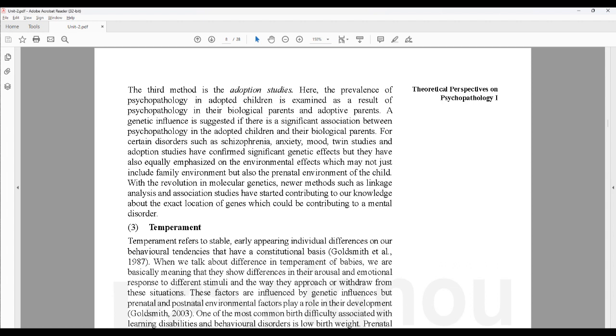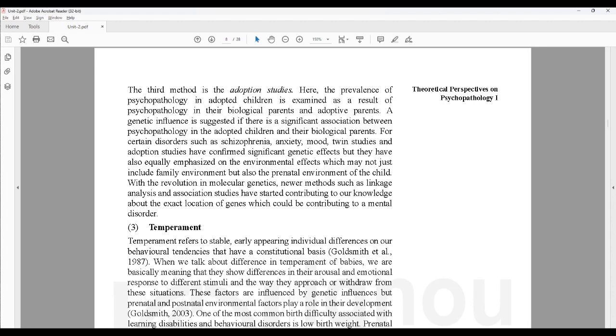With the revolution in molecular genetics, newer methods such as linkage analysis and association studies have started contributing to our knowledge about the exact location of genes which could be contributing to a mental disorder.